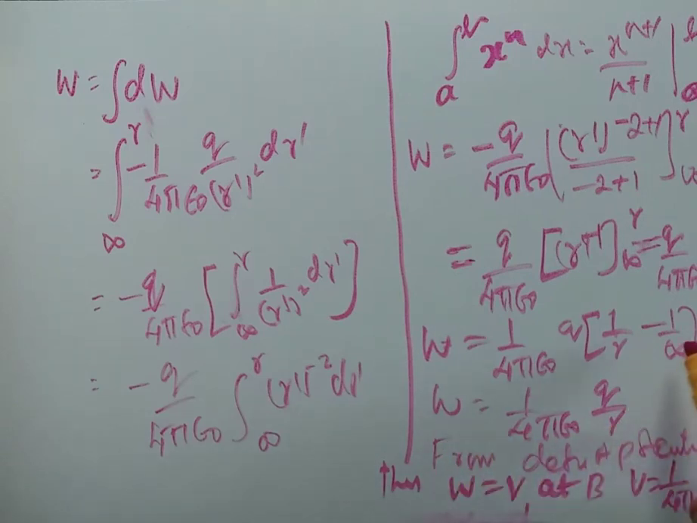So W equals, as 1 by infinity is 0, 1 by 4 pi epsilon naught Q by r, and from the definition of electric potential, this W is nothing but the potential V at that point B. Therefore, V equals 1 by 4 pi epsilon naught Q by r. This is what we need to learn in this session. In the next session, we'll learn some more numericals on this.